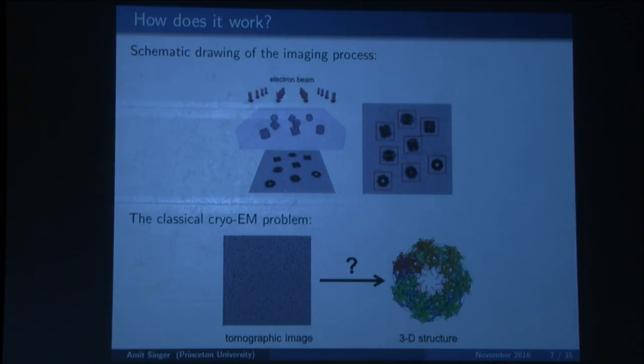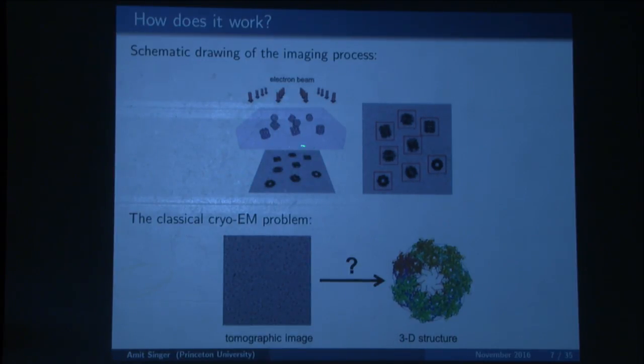Okay, so how does cryo-EM work? It's actually very simple. They take the molecules, and instead of crystallizing them, they freeze them in a very, very thin layer of ice. The ice layer is so thin that if you look at it in the vertical direction, you'd see at most one molecule, or no molecule at all. They freeze it using liquid nitrogen, and at the moment of freezing, every molecule just picks a random orientation and a random position within the ice layer.